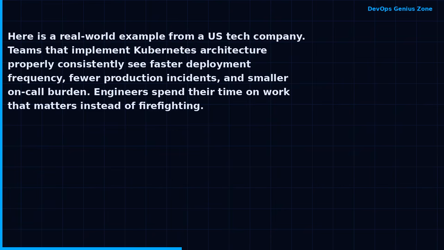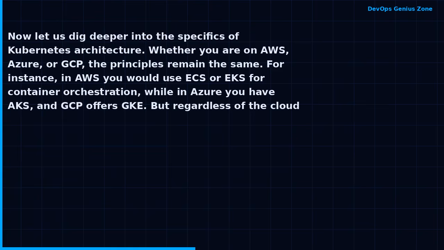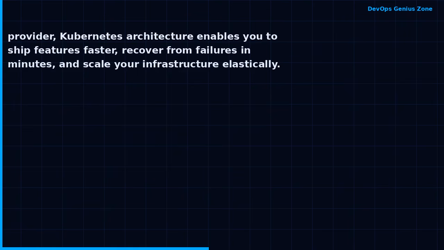Now let us dig deeper into the specifics of Kubernetes architecture. Whether you are on AWS, Azure, or GCP, the principles remain the same. For instance, in AWS you would use ECS or EKS for container orchestration, while in Azure you have AKS, and GCP offers GKE. But regardless of the cloud provider, Kubernetes architecture enables you to ship features faster, recover from failures in minutes, and scale your infrastructure elastically.